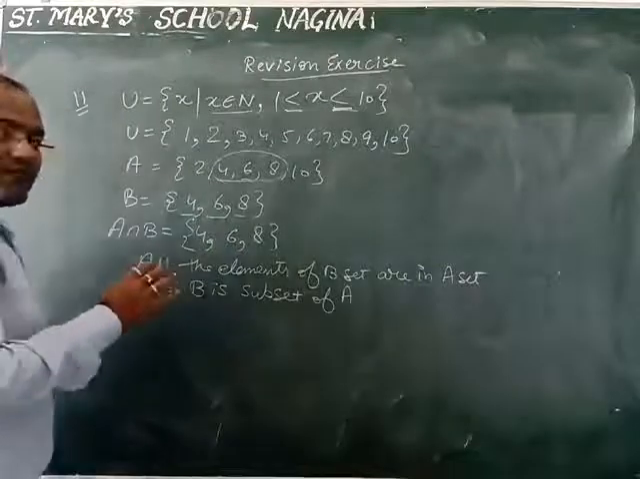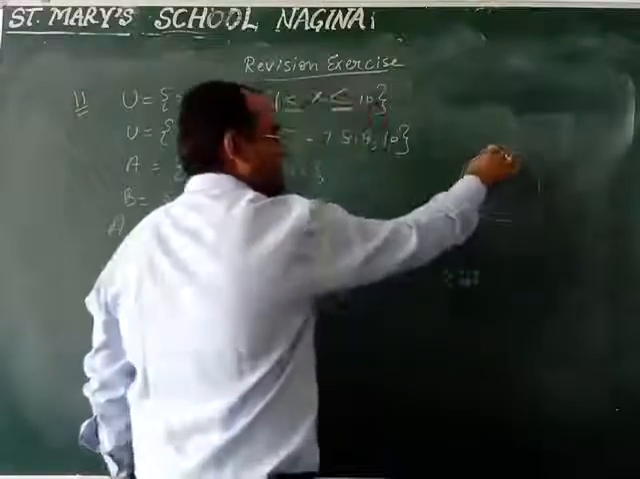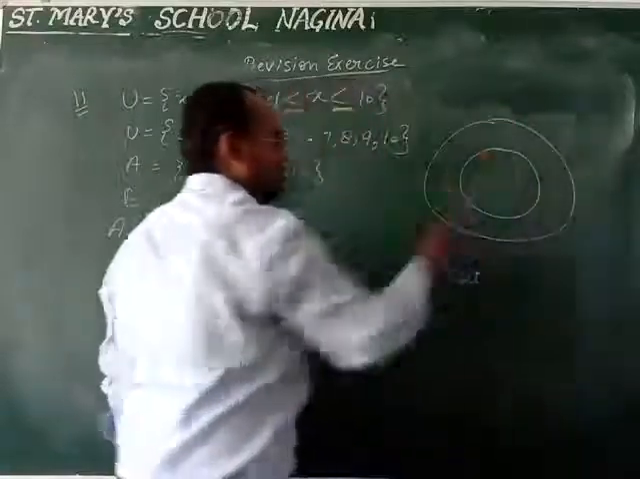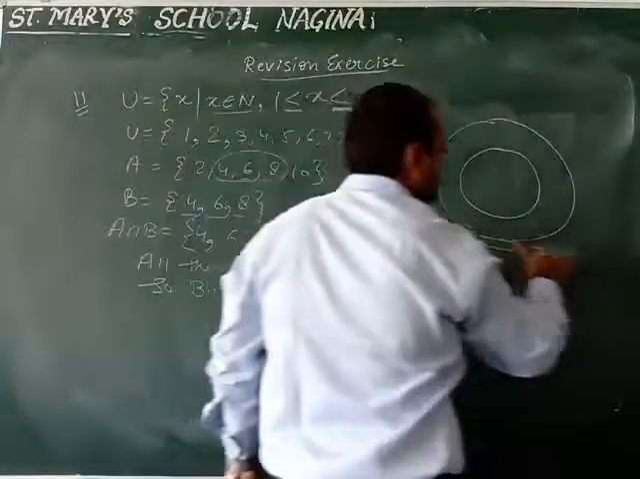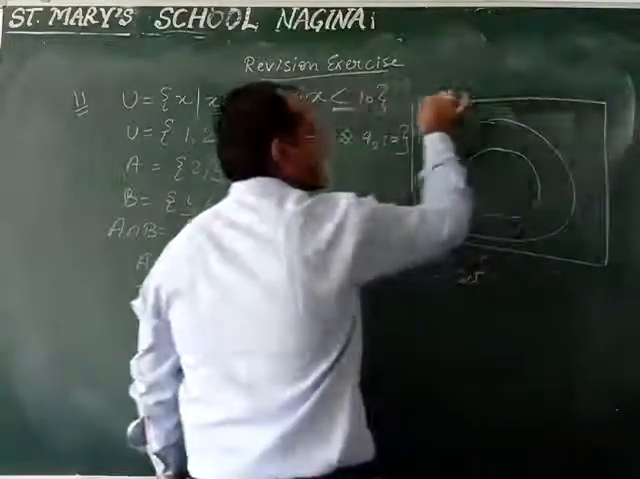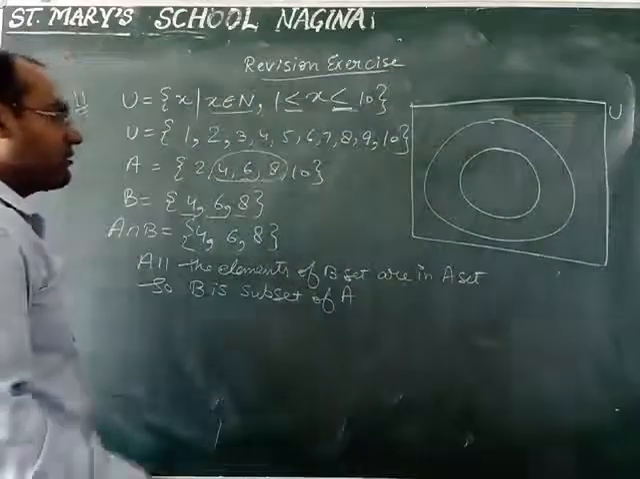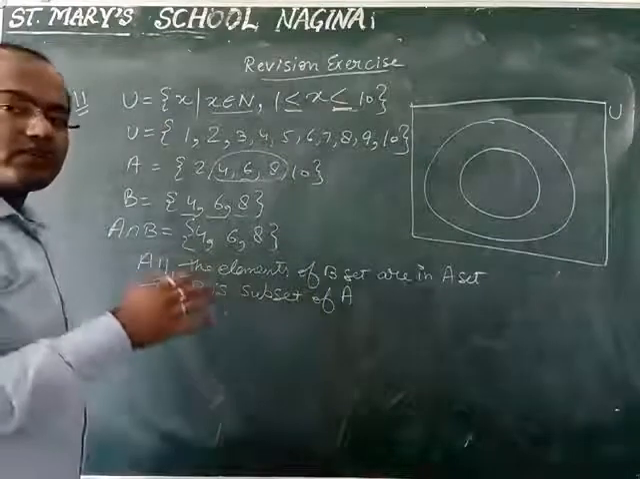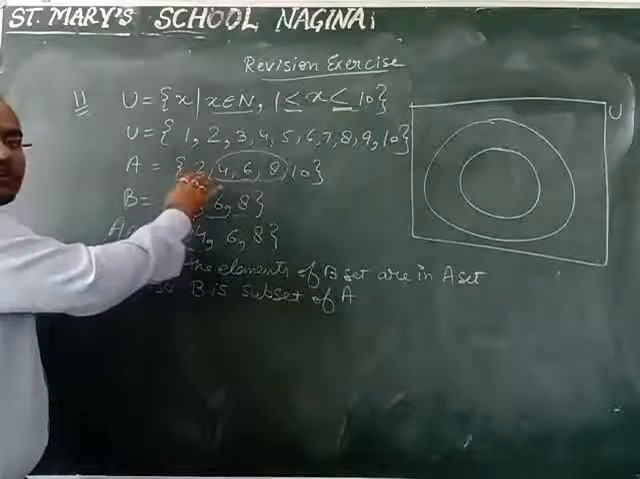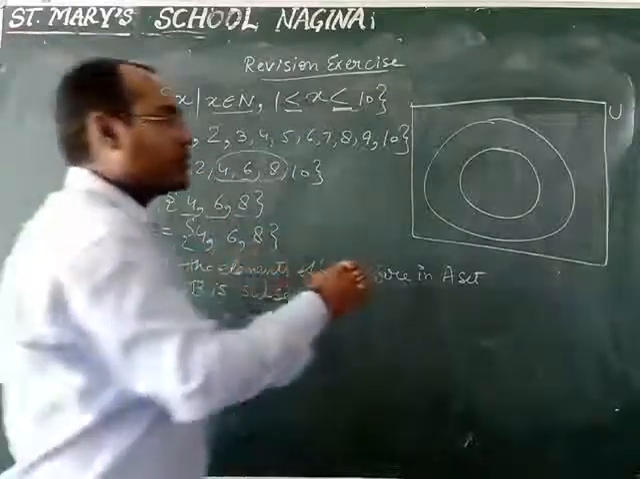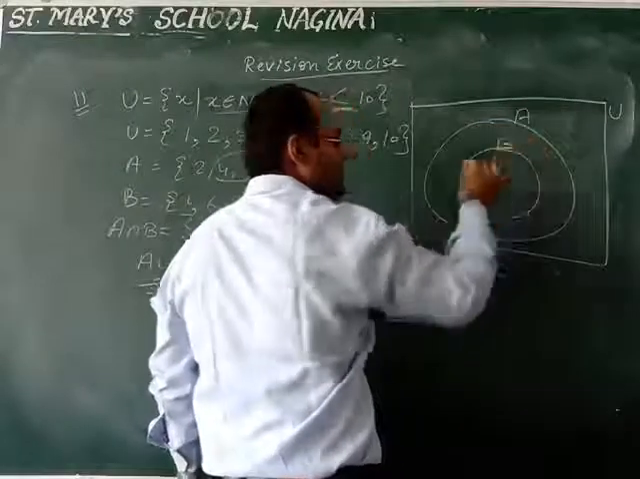And subset Venn diagram how you will draw? One circle we will take inside and one circle we will take outside. Universal is also coming. For U we have to take rectangular box and outside we will write this is U. Now we have to see which elements are coming in which set. B elements are coming in A. In A means inside A. So the outside circle is A, inside A we have to take B.